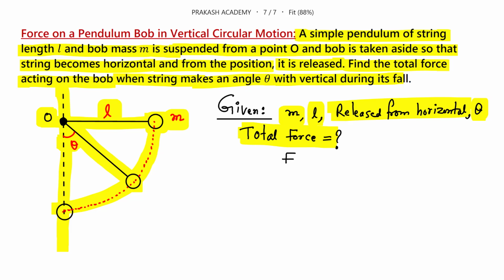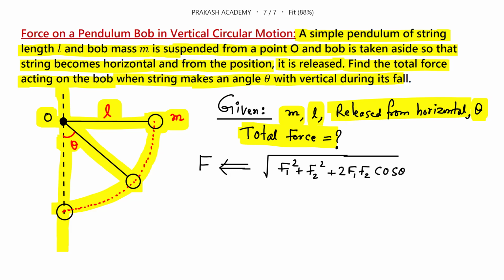And how can you find force? If you remember, if you have multiple forces, let me write it like this. You have to find the force. You can use the square root formula, square root of F1 squared plus F2 squared plus 2 F1 F2 cos theta, to find the resultant force. Now in this case, what is F1 and what is F2? That we have to figure out.